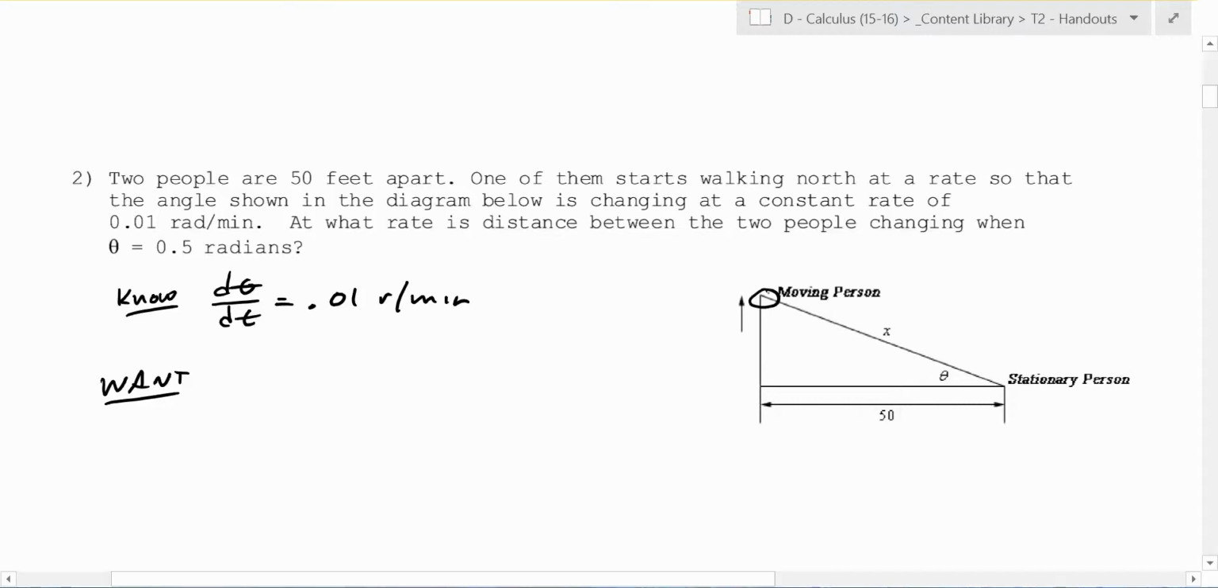The person is here, and here's the stationary person. At what distance is the rate between the two people? So which one do you want? Not x, dx/dt, correct. So you want dx/dt, so what do you want to link together?